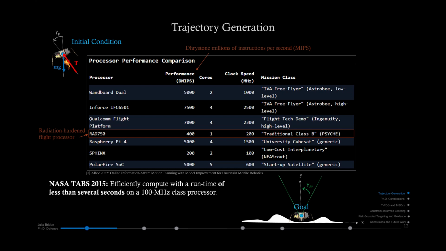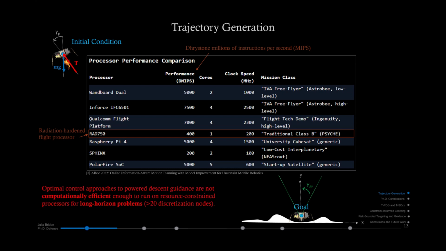And so a current problem that we're trying to address is that optimal control approaches, specifically using direct numerical optimization, are not computationally efficient enough to run on resource-constrained processors for long horizon problems. So this can be upwards of 20 discretization nodes. They start being on the level of seconds, and then after that, even on the level of minutes in terms of runtime. So how do we improve the computational efficiency of these direct optimization-based methods?